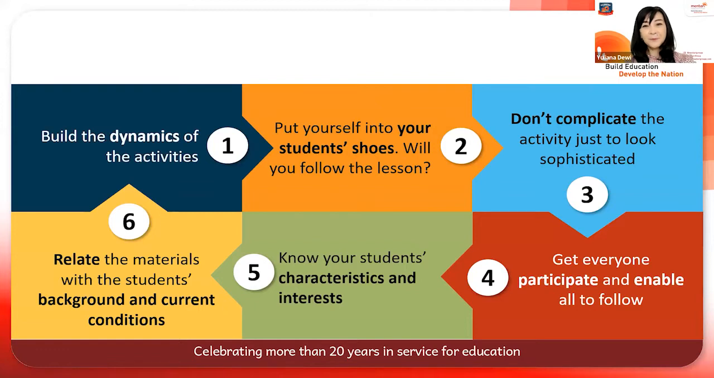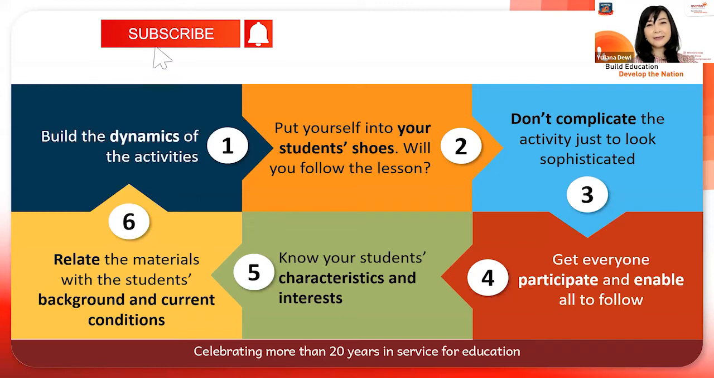Why? Because you want everyone to participate, right? You do not want only the strong students to participate. You want the weak students also to be able to participate in the classroom. So how to get them to participate? If you complicate the activities, if you complicate the sentences, they will not follow it. See? And later, you also need to know your students' characteristics and interests too.